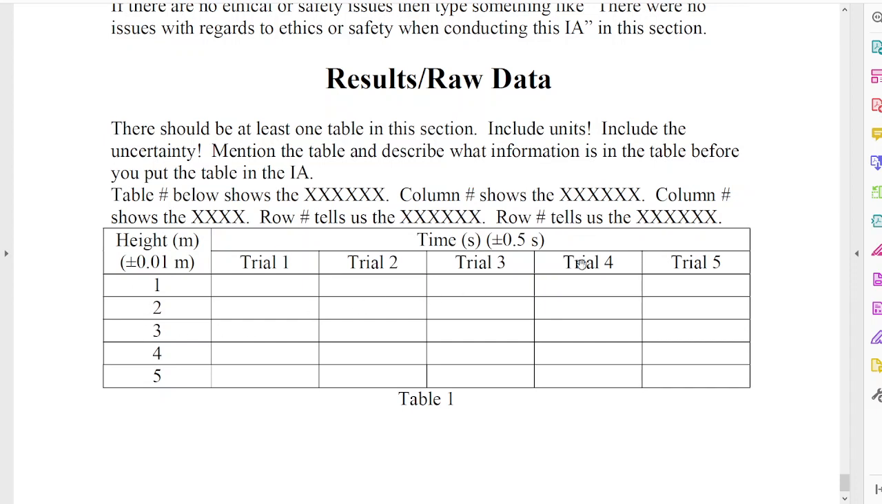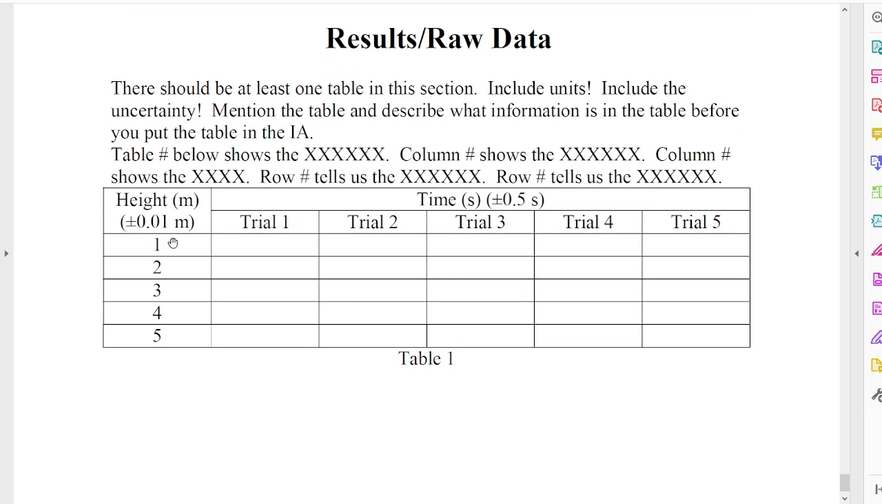So something like this. You see I have time here on my horizontal, plus or minus, that's the uncertainty. On my vertical, I have height, plus or minus the uncertainty. So this looks like I'm going to drop something from 1, 2, 3, 4, 5 meters, and I'm going to measure the time it takes to reach the bottom.